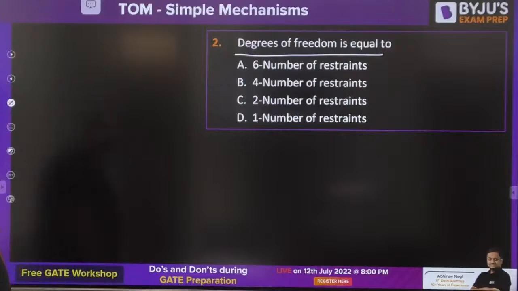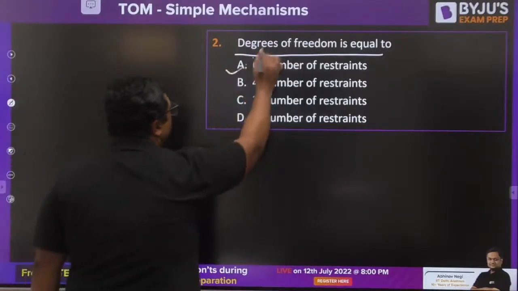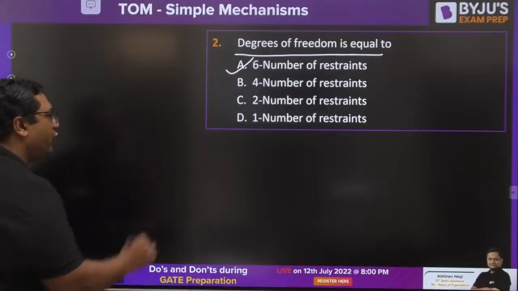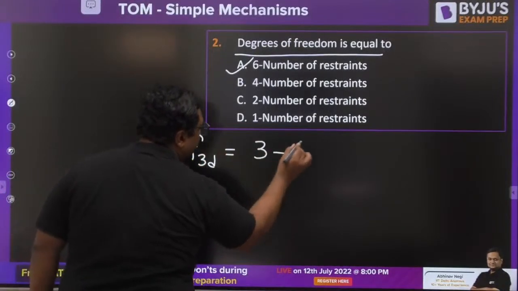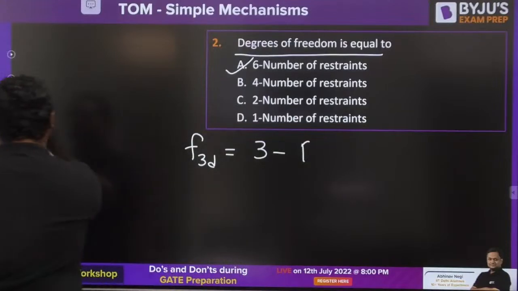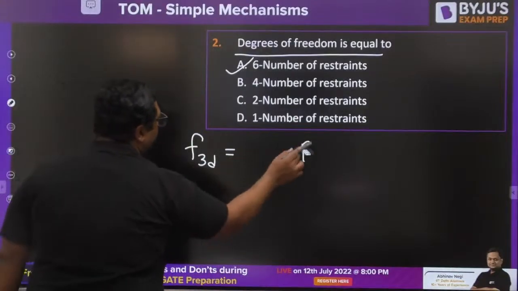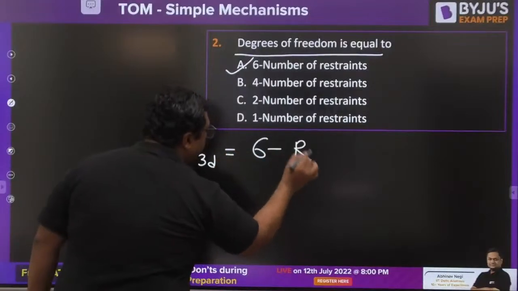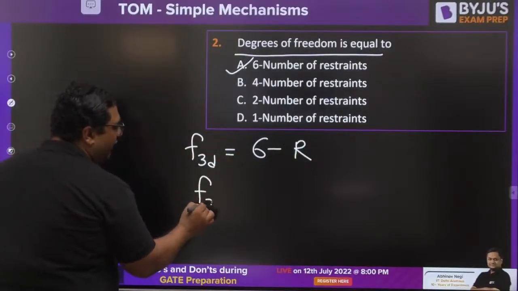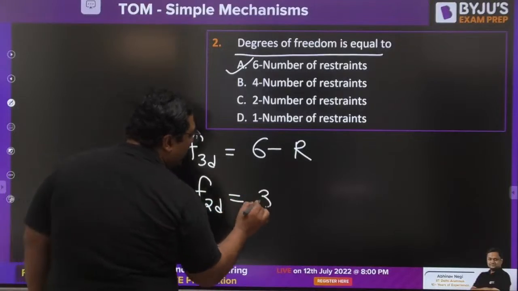Kaviraj, the answer for this is A. Okay guys, so for 3 dimensions, the degree of freedom is written as 6 minus R. The maximum degrees of freedom are 6 in 3 dimensions. So it would be 6 minus R, where R is the number of restraints. And for 2D, it would be 3 minus R.